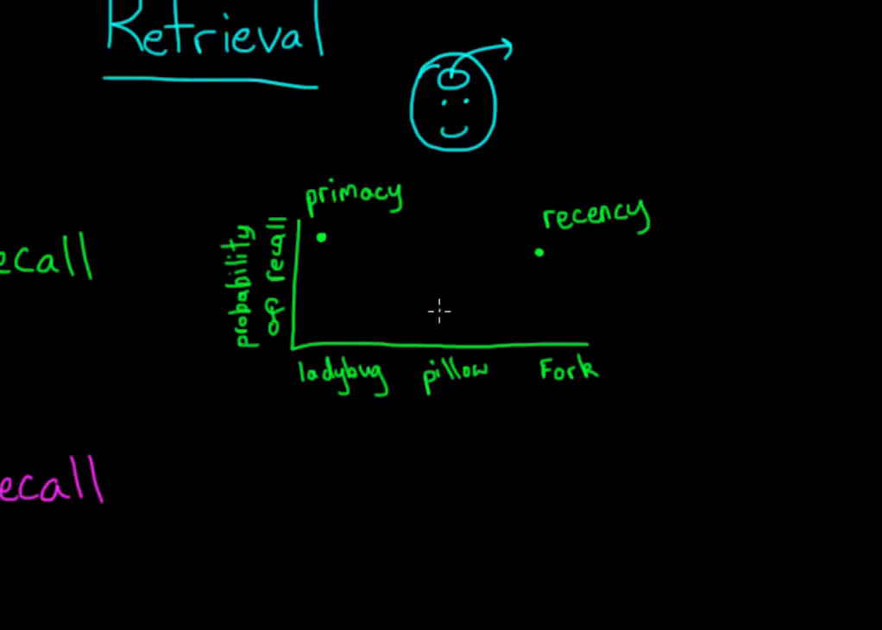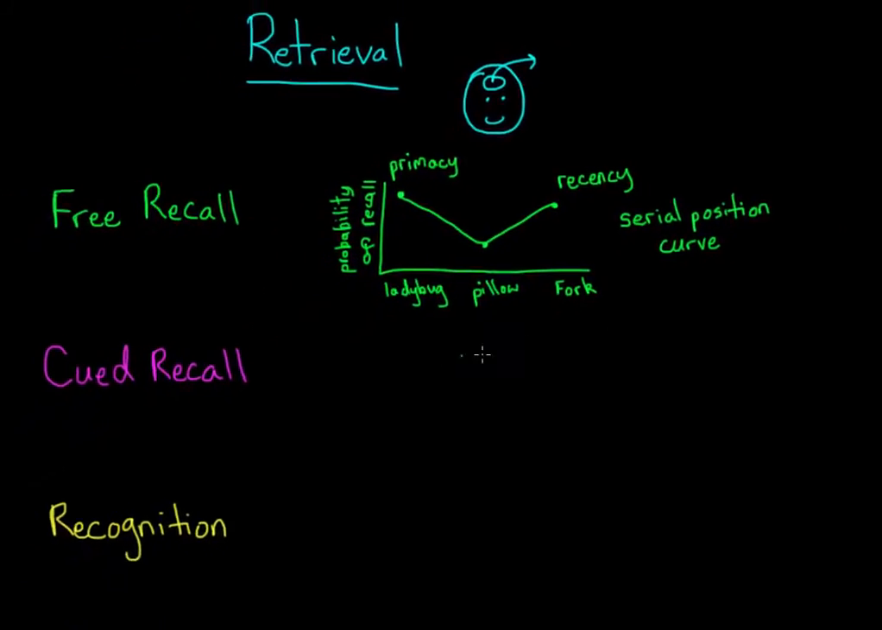The difficulty you have in the middle doesn't have a special name. What really happens is that primacy and recency cause the first and last items, respectively, to have an increased probability of being remembered. And this whole curve is called the serial position curve. And the overall tendency for us to remember the first list items really well, the middle list items not so well, and then the last list items really well again is called the serial position effect. So that's free recall.